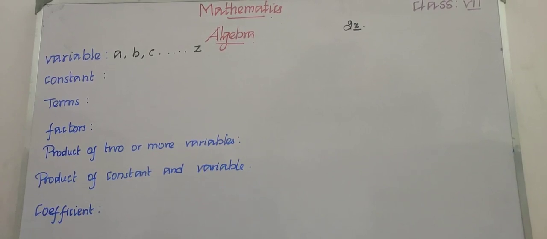So English alphabets in small letters are called variables. What is meant by variables? Simply the English alphabets from a to z, in small letters. That is called a variable.